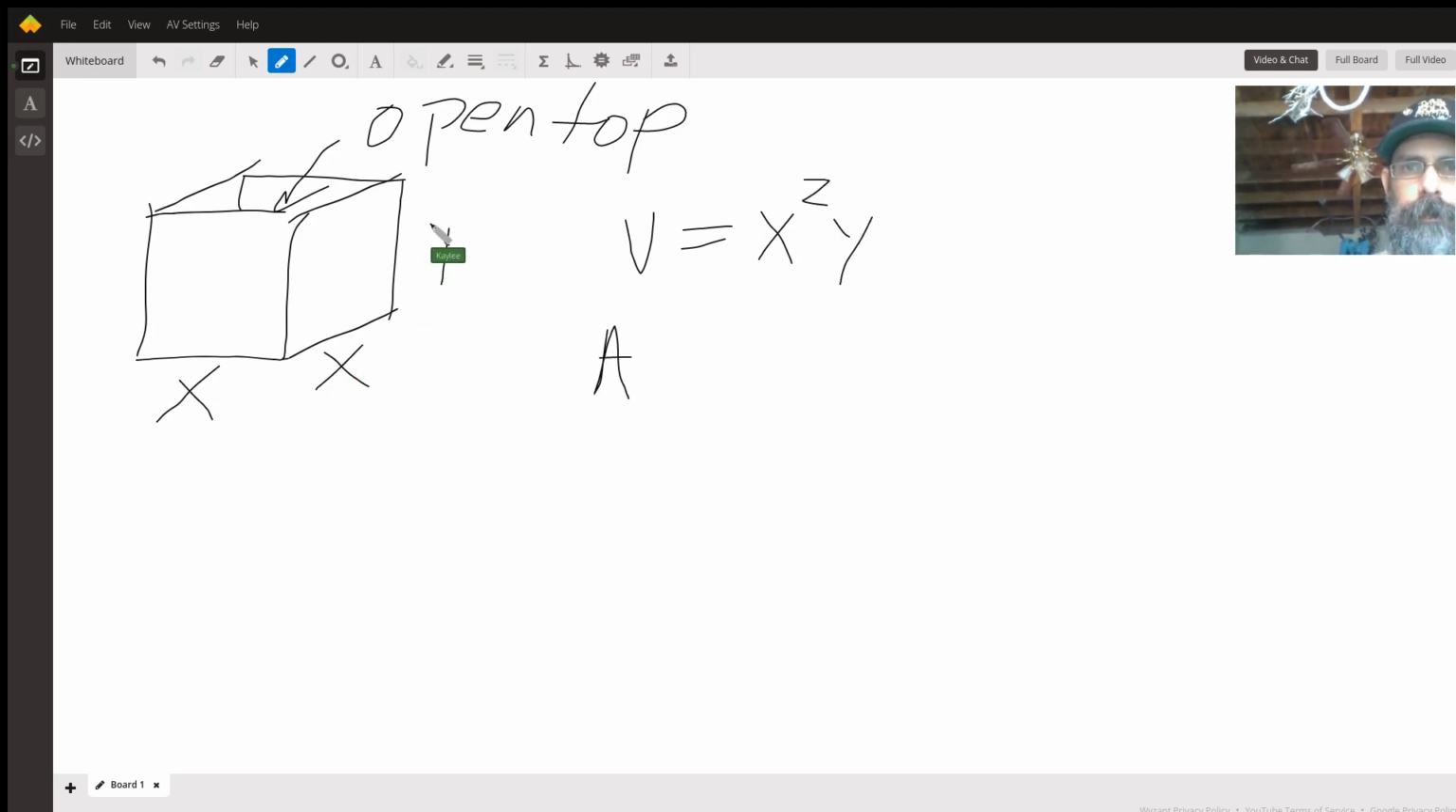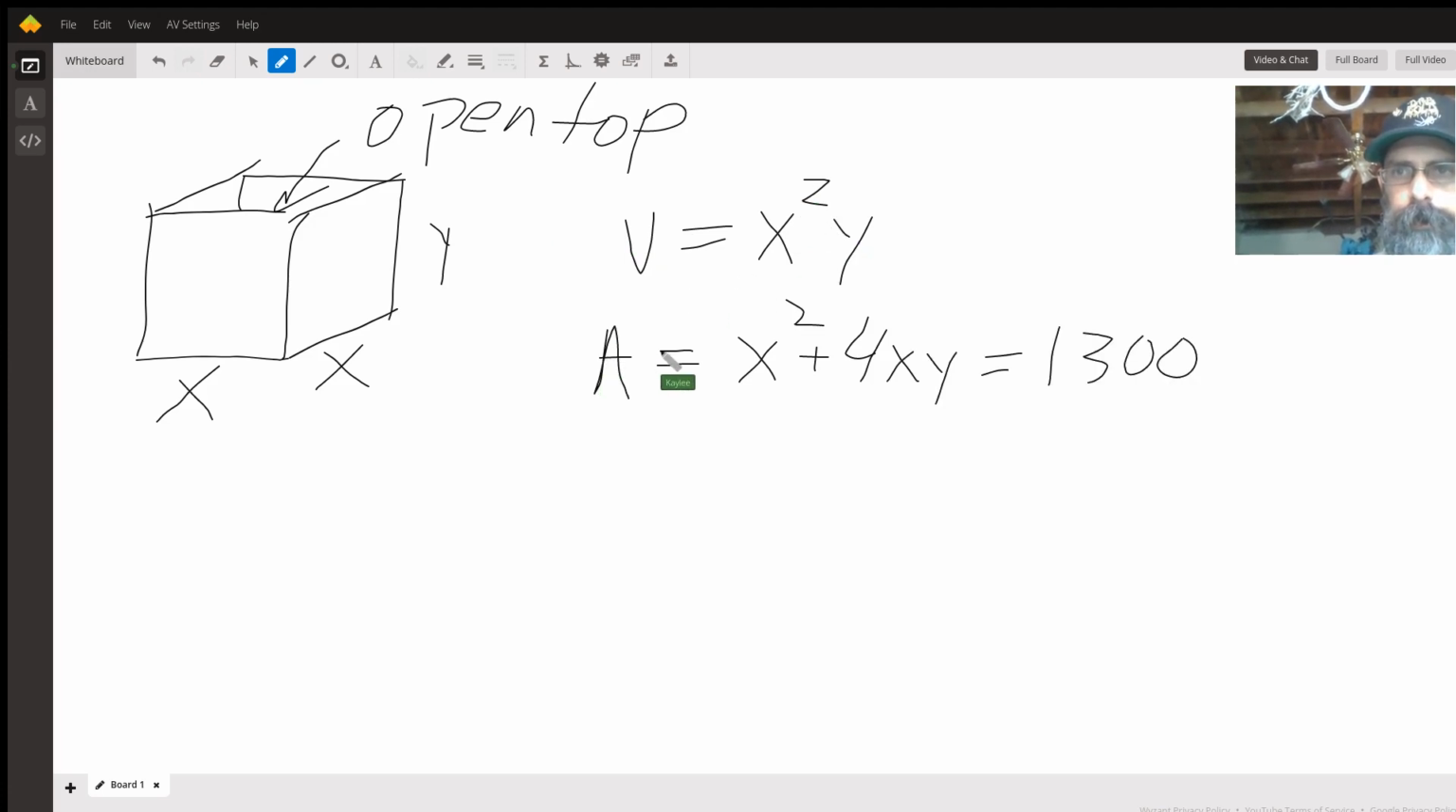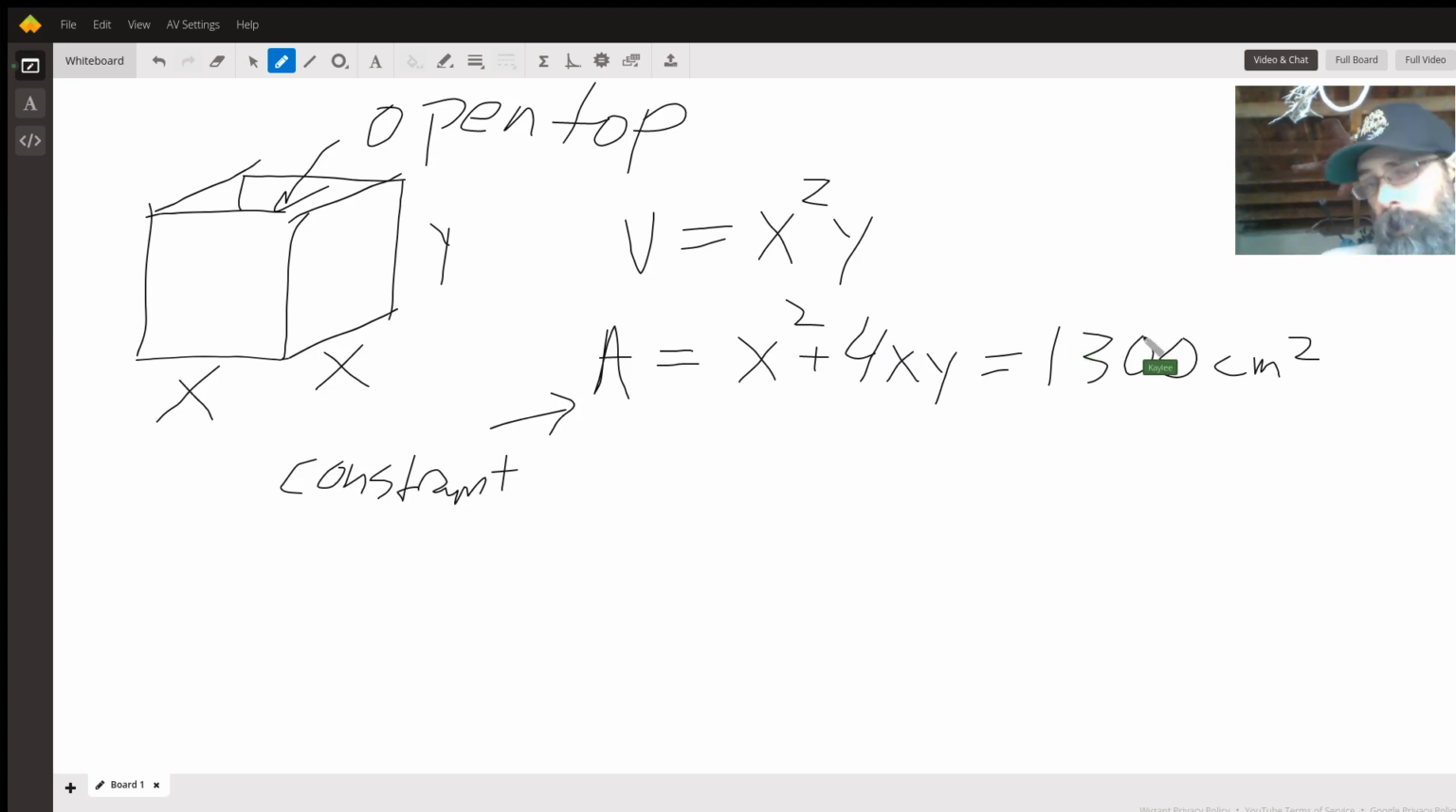And the area, since there's only one bottom and no top, it's got a single x squared, and then 4 sides, which are each x times y, and then that equals a total of 1,300 square centimeters. Okay, so this is our constraint, and we'll solve it for one of the variables. The easy one in this case seems like it's y, since it's linear in each equation.